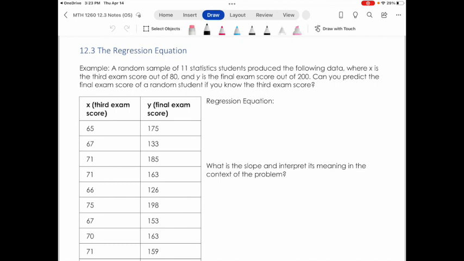So this question states that a random sample of 11 statistics students produced the following data, where X is the third exam score out of 80 points, and Y is the final exam score out of 200 points. Can we predict the final exam score of a random student if you know the third exam? So what we're going to do is put our X's in L1 and our Y's in L2. Now let me shift over to the calculator to show you how to perform regression.